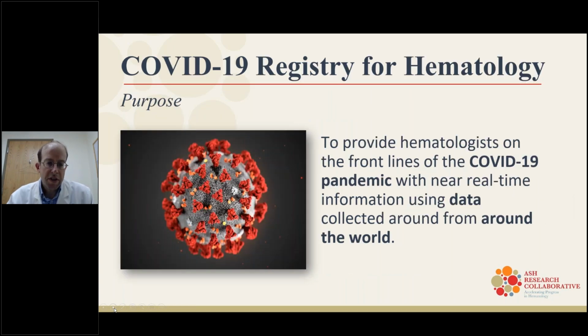Wanted to mention for just a moment the COVID-19 Registry for Hematology, which is a program that the ASH Research Collaborative Data Hub stood up towards the beginning of the COVID-19 pandemic. The goal here was to provide hematologists with near real-time information using data collected from around the world. We did this in response to what we were hearing from our hematology community, which is that we needed to understand better what type of risks our patients were experiencing and whether or not this should impact the care that was being delivered.